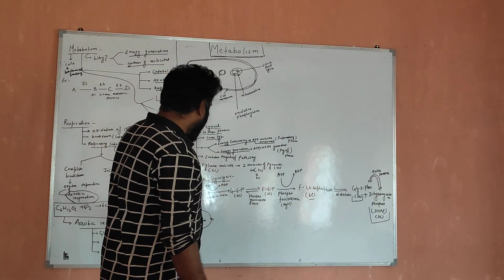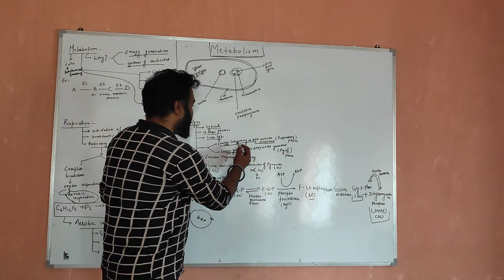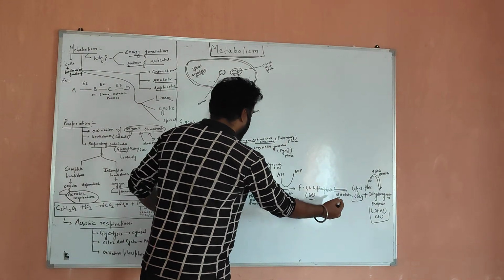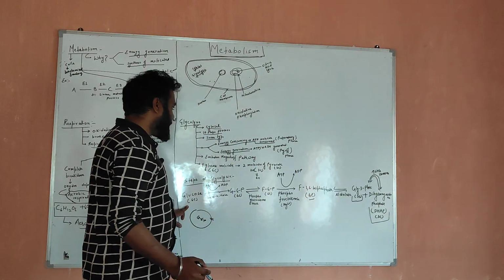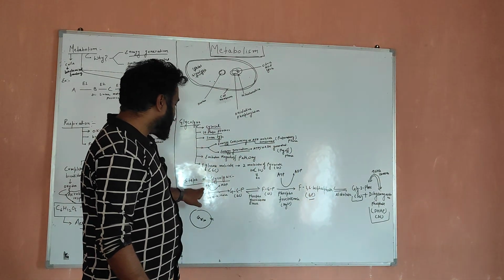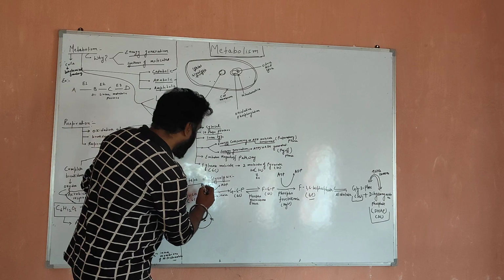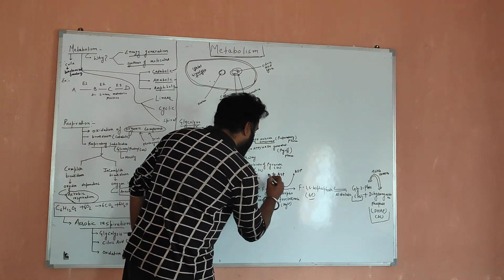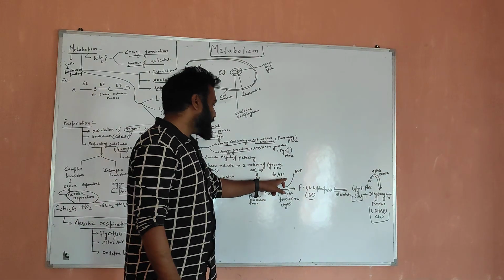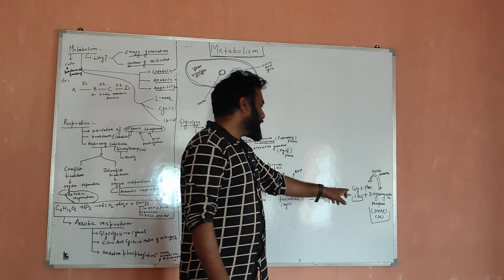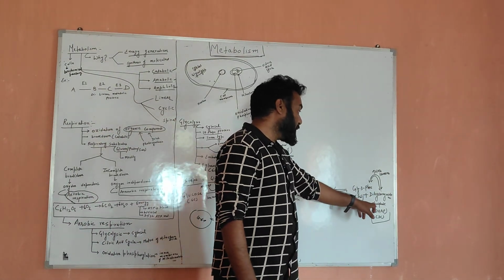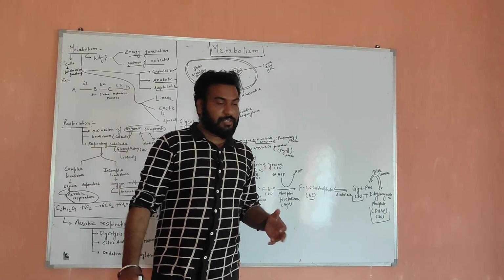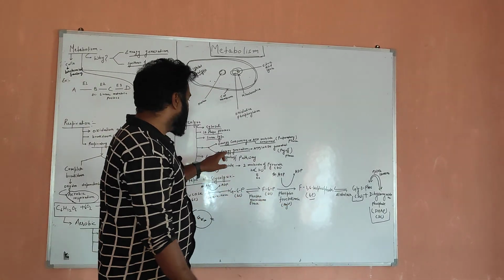So here I am describing the energy consuming part, or the preparatory part, of glycolysis, right? Here we can clearly see that 2 ATP molecules have been utilized to produce glyceraldehyde 3-phosphate and dihydroxyacetone phosphate. This is the preparatory phase. In the next lecture I am going to describe the payoff phase.